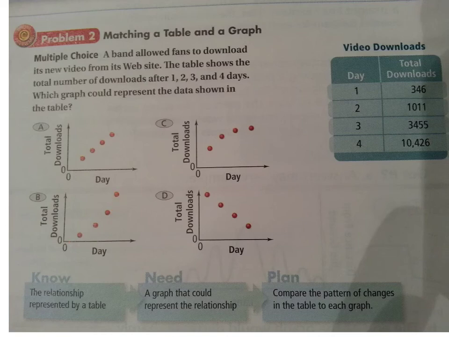The total number of downloads increases each day, and each increase is noticeably greater than the previous increase. So the graph should rise from left to right, and each rise should be steeper than the previous rise. The correct answer is B.